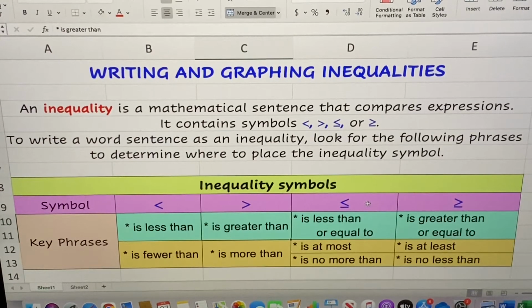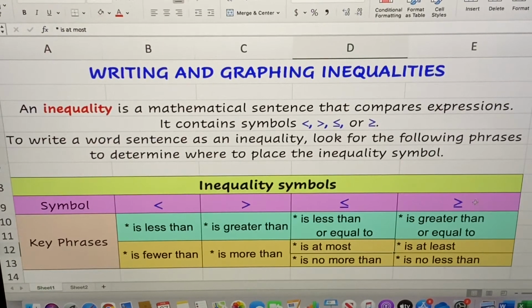For the symbol less than or equal to, the key phrases are is less than or equal to, is at most, and is no more than. For this symbol greater than or equal to, the key phrases are is greater than or equal to, is at least, and is no less than.